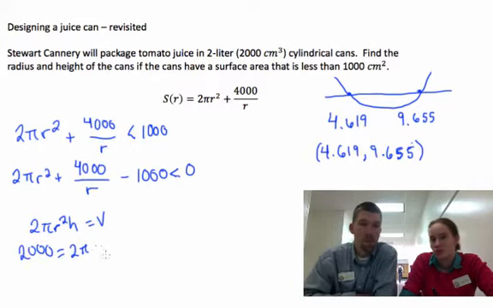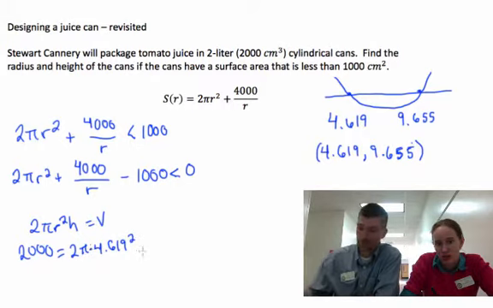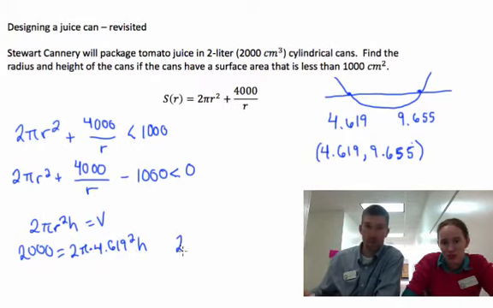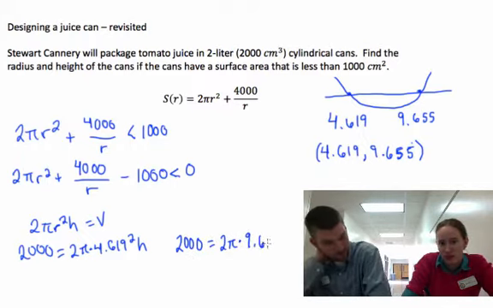Oh wait, there are two of them. We can get a range of values. We'll plug in the first one, and then we'll plug in the second one. We're going to end up with two different heights, and again we'll have a range of values.